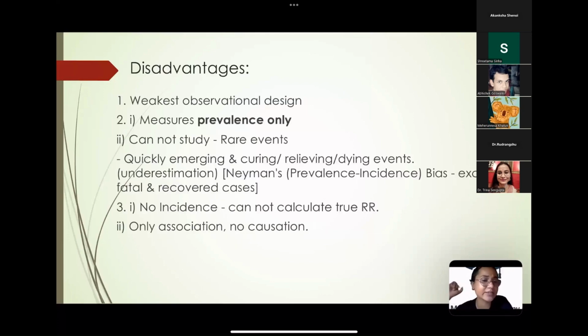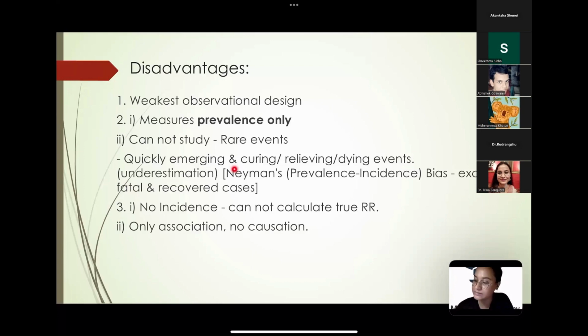Disadvantage: it is the weakest of the observational designs. Other types of observational studies, like analytical studies, are obviously better. It measures prevalence only, and cannot study rare events, because rare events are often not present in heavy amounts in the population. It goes unnoticed. Quickly emerging, curing, relieving, or dying events we cannot measure. So that is also known as the Neyman bias.